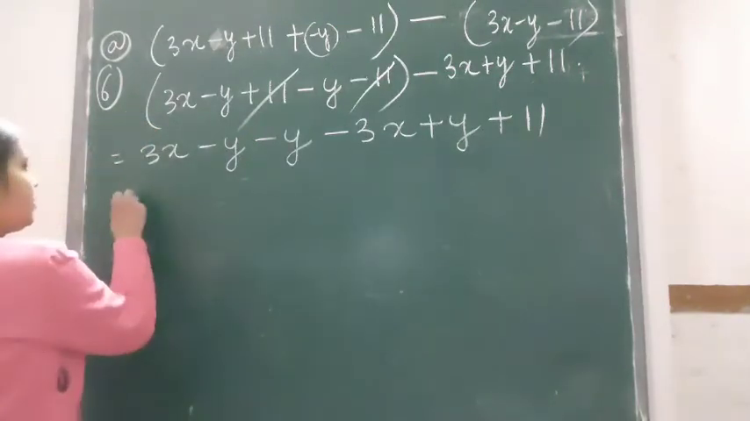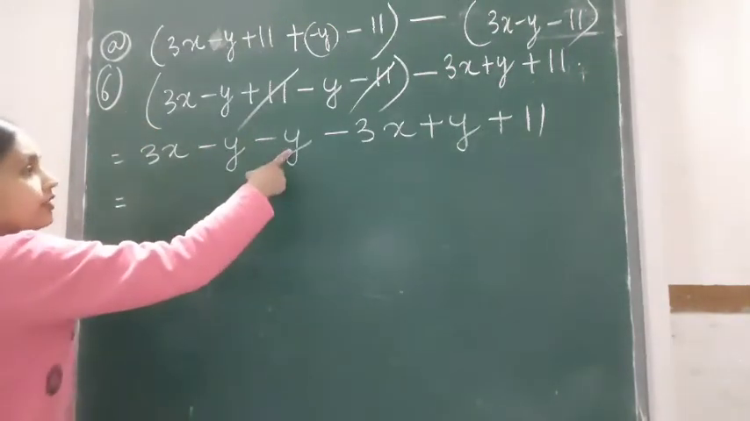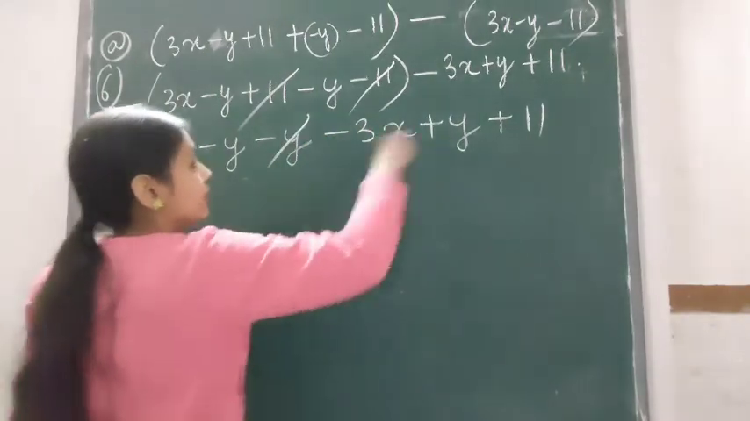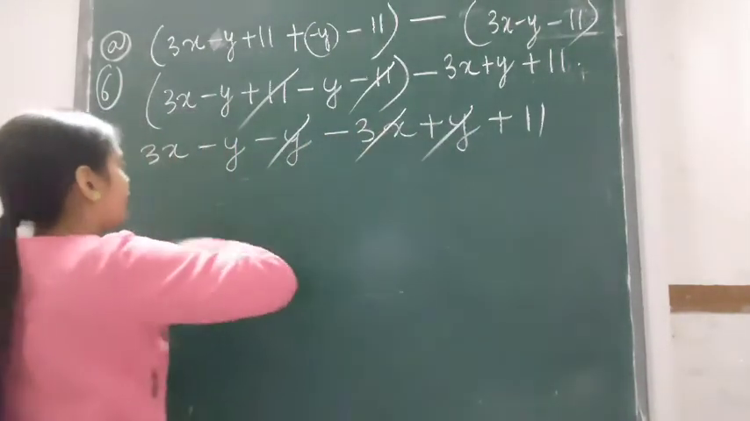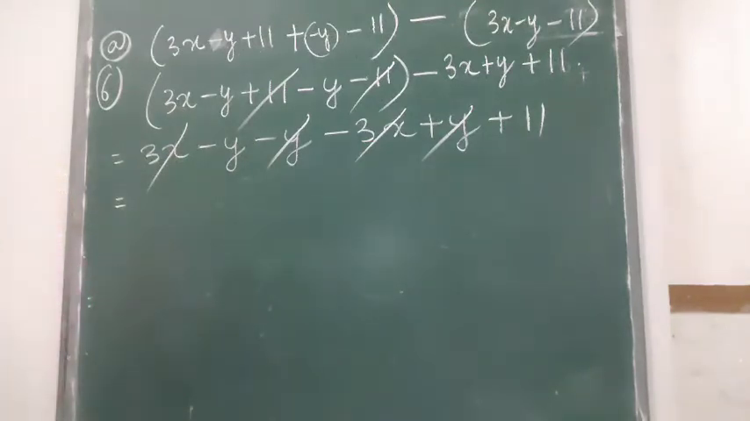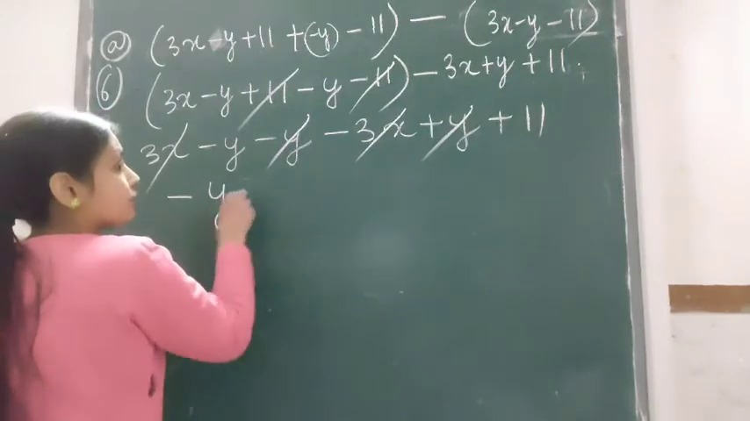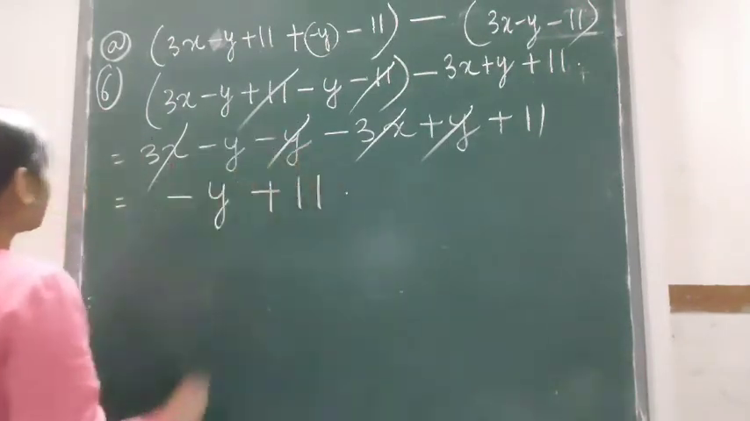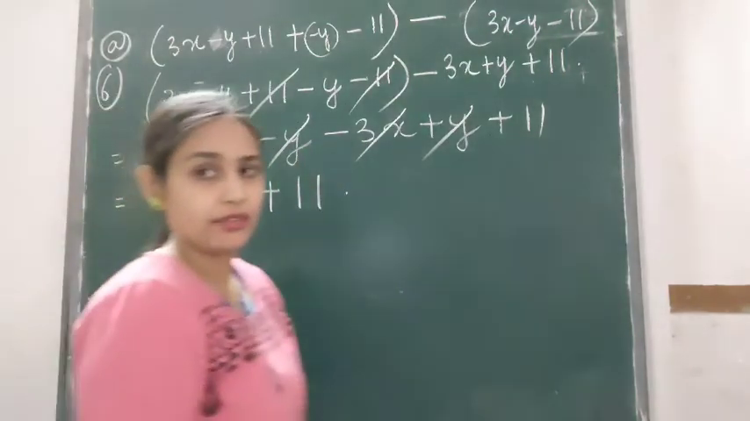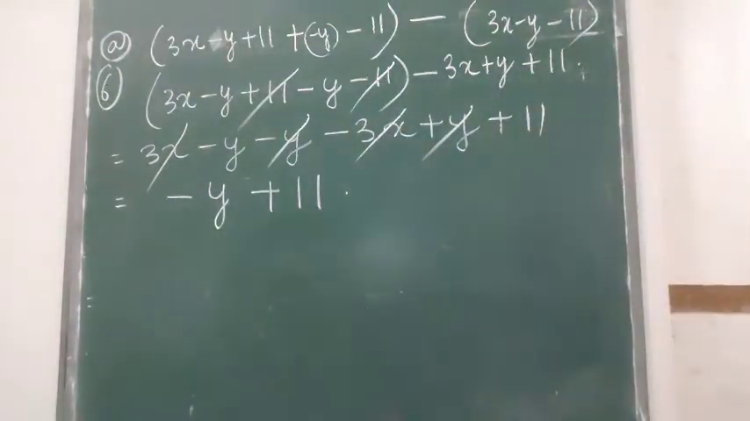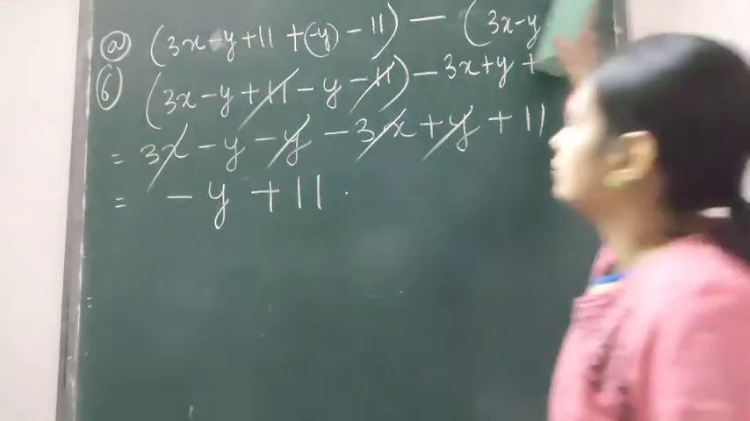Okay, now let's start. Minus y and plus y can get cancelled, and minus 3x and plus 3x will get cancelled. Whatever is left, that will write minus y plus 11. So this is your answer, children. Minus y plus 11. Okay, and this completes your 6th A part. Now we go to the B part. B part is also the same way. So let's do it.